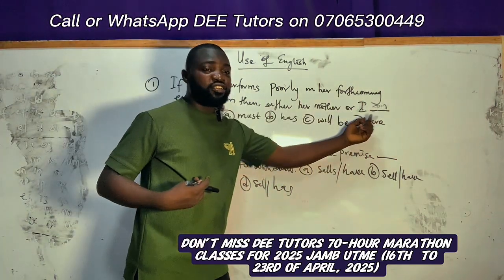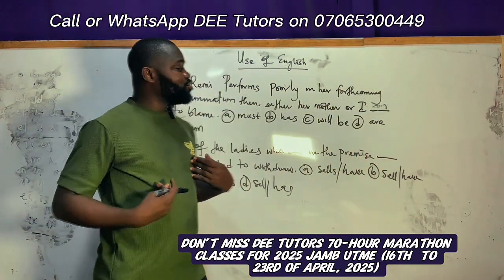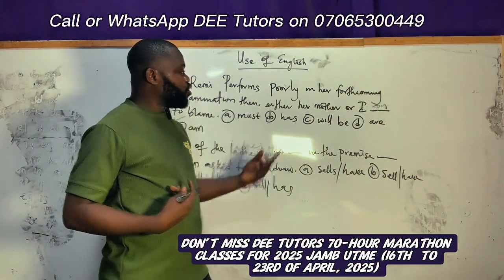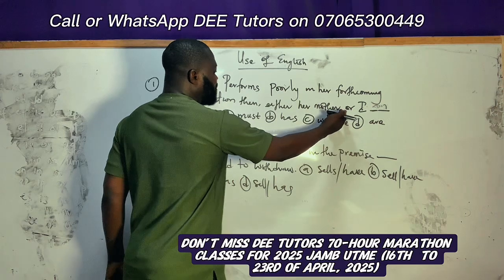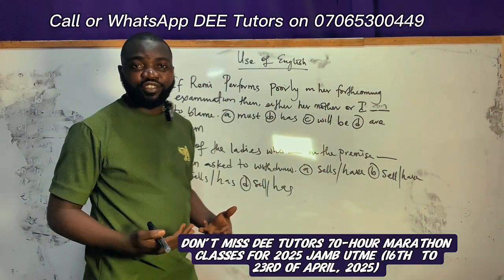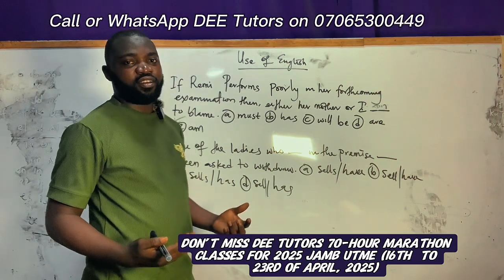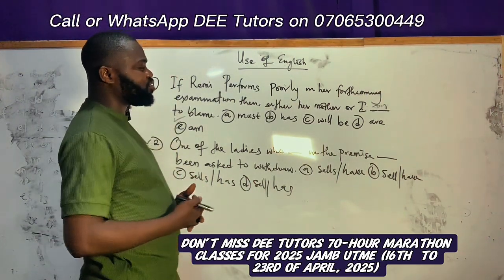What is controlling the verb is I, because it is the closest subject to the verb. So whatever comes before it will be irrelevant in controlling the verb, because we are dealing with what? Proximity concord. That is the concord of what? Of nearness. I hope that is understood.